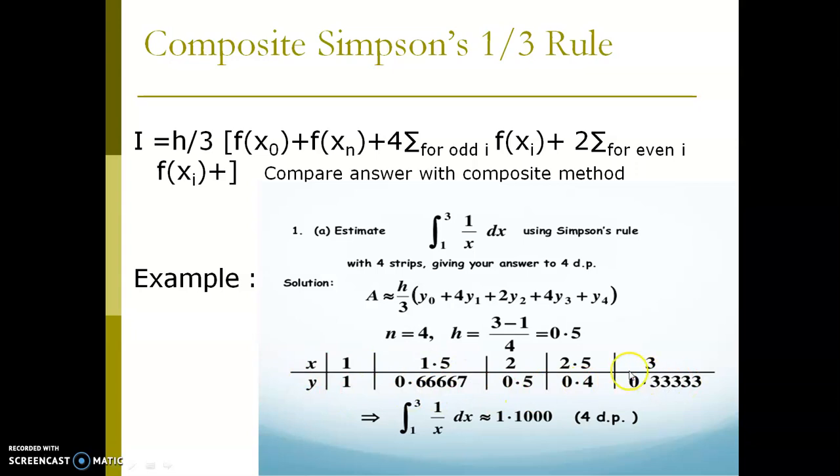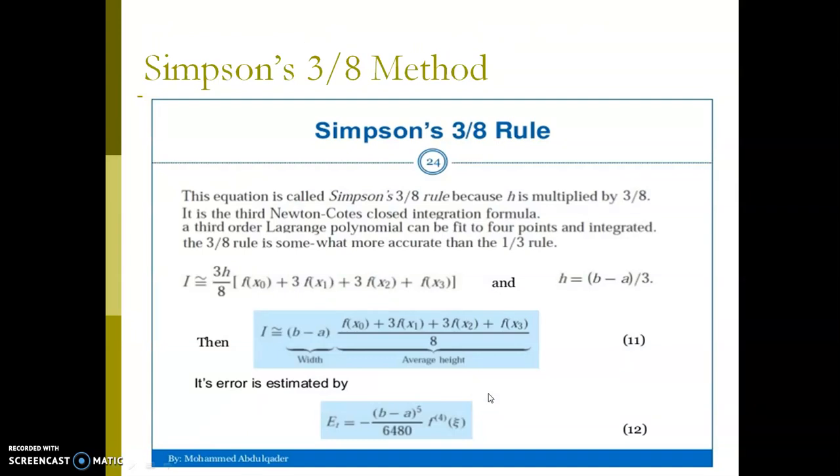Once we have this set of data points, we can use the composite formula, which is y0 plus y4, which is the last value, 4 times y1 and y3, and 2 times y2 to evaluate. Try, check, calculate and see your answer, which can be compared with the previously calculated value.